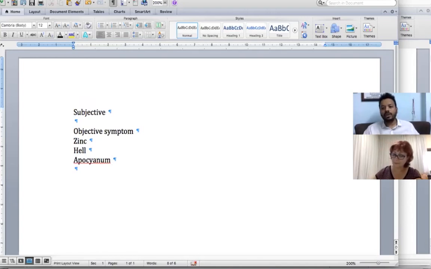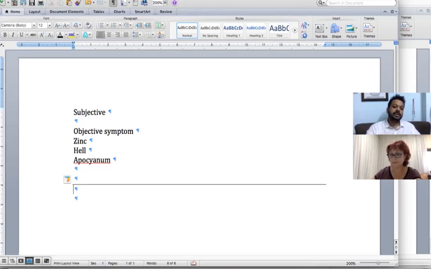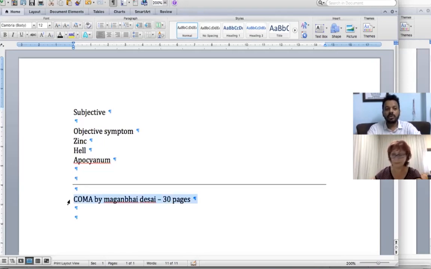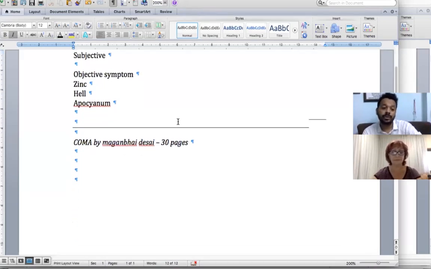So in these types of cases, with respiratory symptoms and multiple airway secretion, there are a few things I would like to tell you. The first thing is the best book to read, which I want to tell you about, a book called Coma by Magan Bhai Desai. This is a small book of about 30 pages, by the only homeopath I know who has documented his cases where he treated difficult, complicated cases with homeopathy.